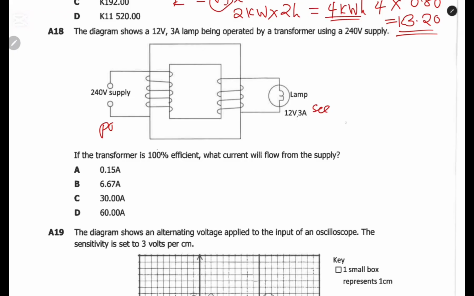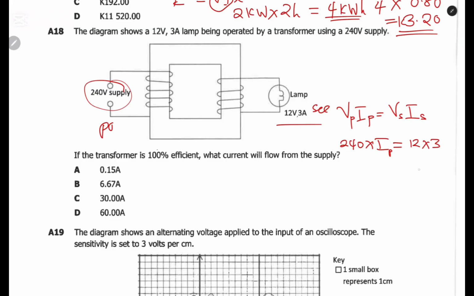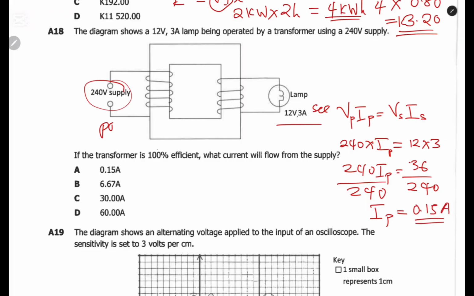And of course, to find the current that flows through the supply, you just use the formula of an ideal transformer, where power on the primary is equal to power on the secondary. So VpIp equals VsIs. What is the voltage on the primary? The voltage on the primary is 240 multiplied by the current, which is the one we are looking for. What about the secondary? The voltage is 12 multiplied by the current, 3. So here you have 36 and here you have 240 Ip. Divide by 240, and therefore Ip, the current on the primary, is equal to 0.15 amp. So the answer is A.